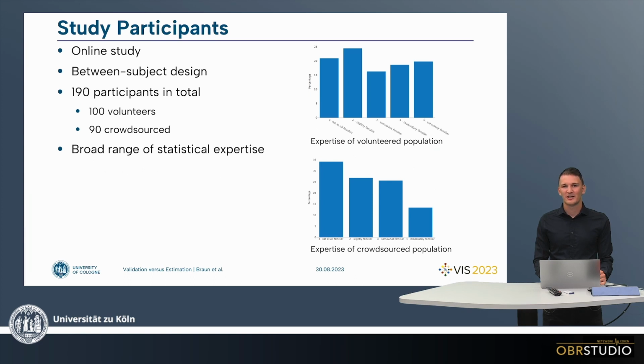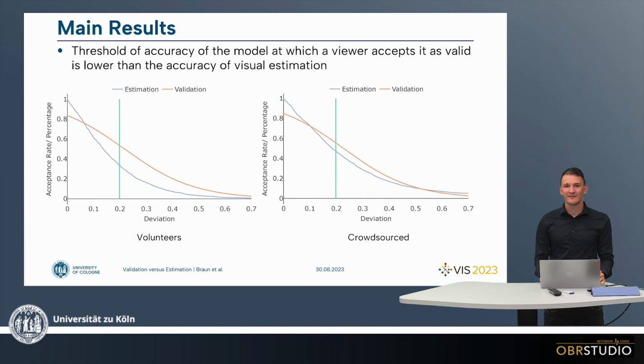A total of 190 participants took part in the between-subject online study, from which 100 were volunteers and 90 were recruited via the crowdsourcing platform Prolific. Both populations included a wide range of statistical expertise. The analysis of the study revealed three main results.